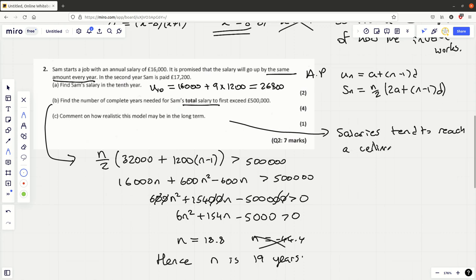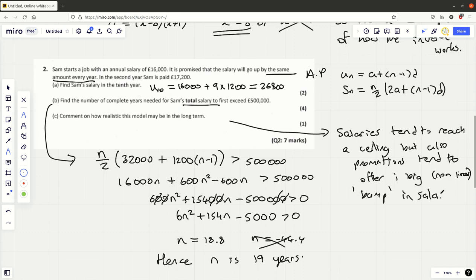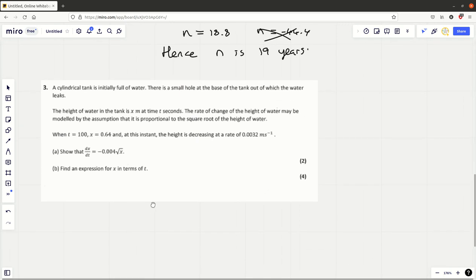But also, promotions tend to give you a big bump up. A big non-linear, maybe we can put it like that because this is linear, non-linear bump in salary. Yeah, they just want a sensible comment in the context of the question there. That's all they want. Okay, number 3.